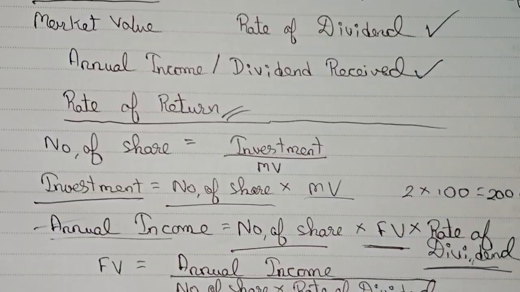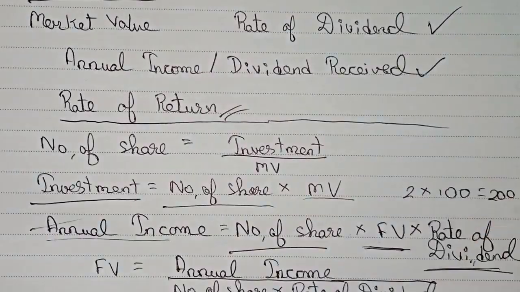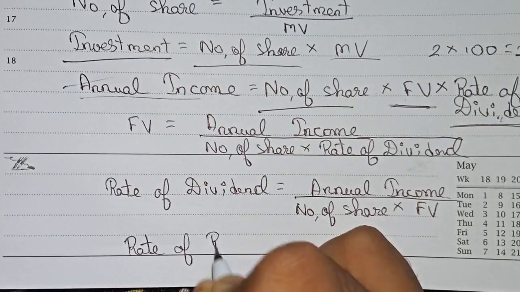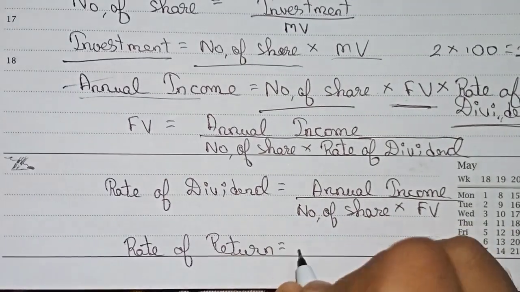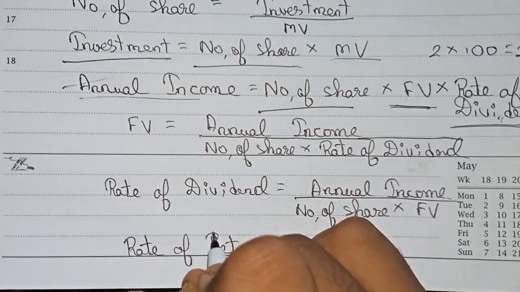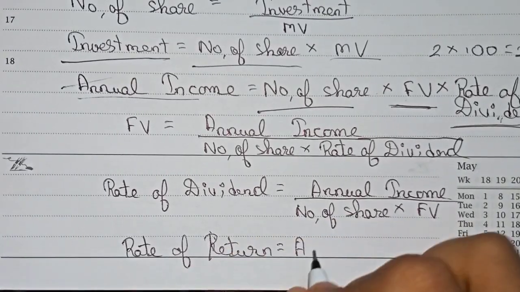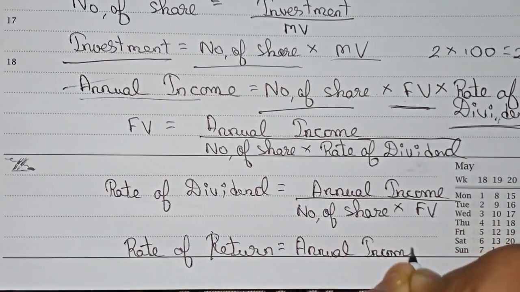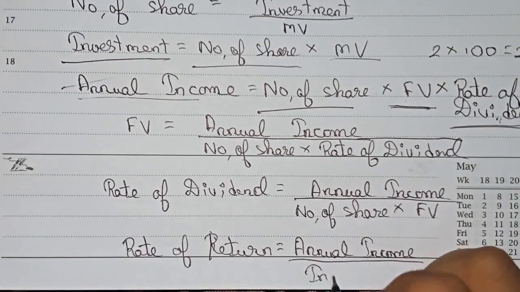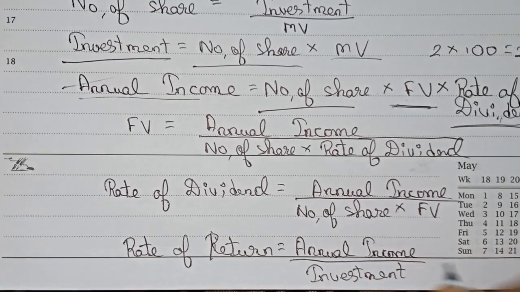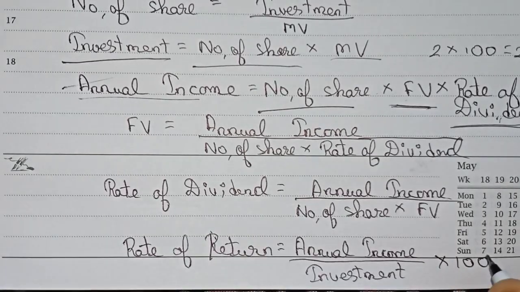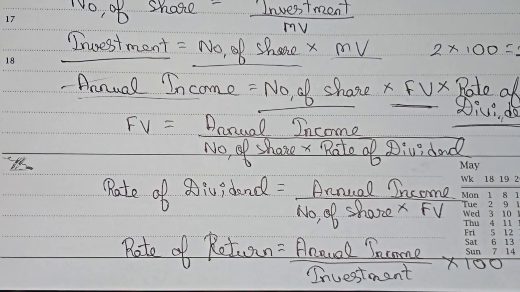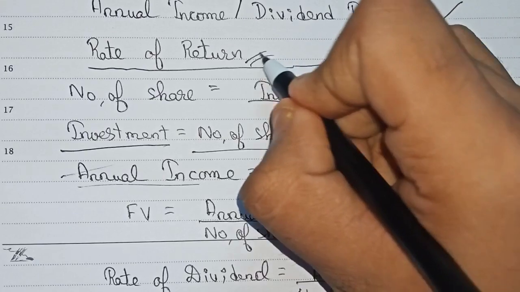Now we'll find the formula for the rate of return. Remember one thing, that rate of return is always calculated as a percentage. So rate of return is equal to annual income by investment into 100. So this is the formula for the rate of return. From here we get our rate of return.